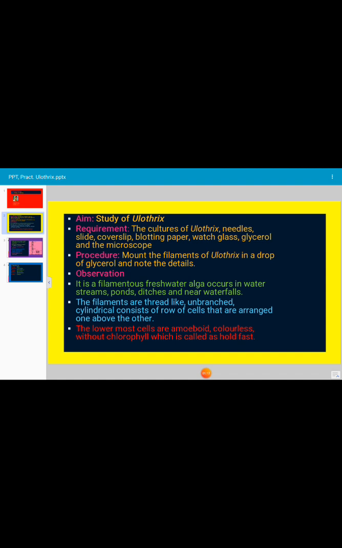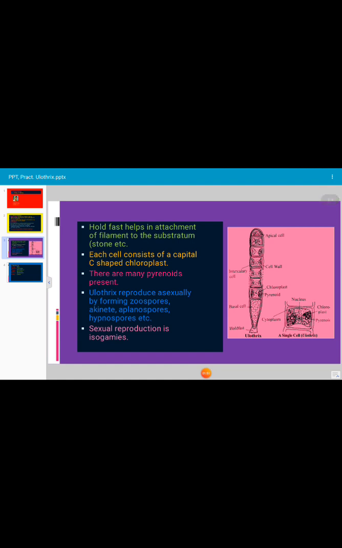unbranched. The alga is unbranched, thread-like, long, cylindrical, and consists of cells that are arranged one above the other. The lowermost cell of the alga, Ulothrix, is amoeboid, that can change its shape. That amoeboid cell is colorless because chlorophyll is absent in that cell, and this cell is known as the holdfast. This holdfast helps in the attachment of the filament to the substratum. The substratum may be a large stone or any aquatic plant.